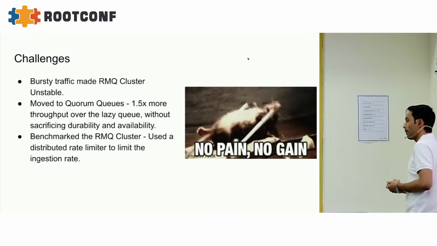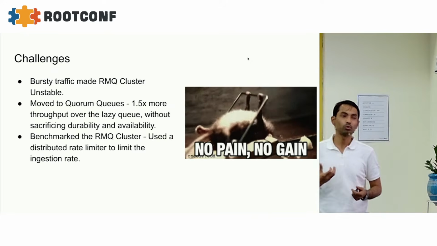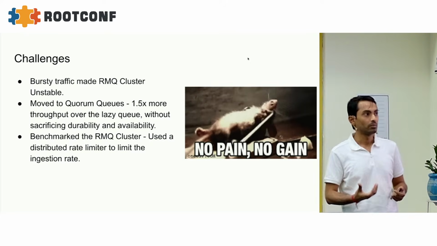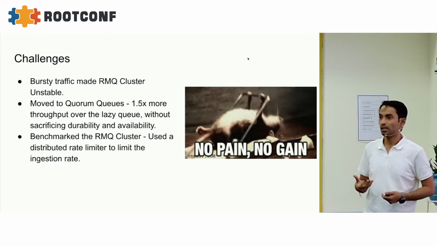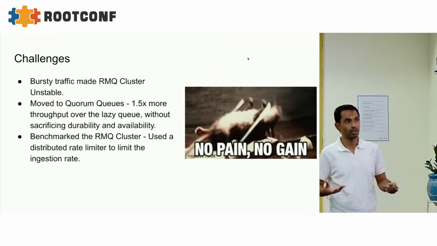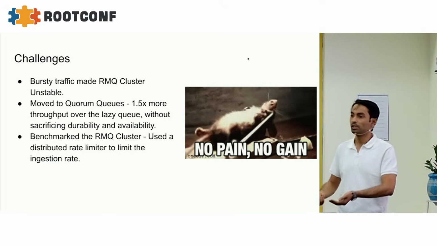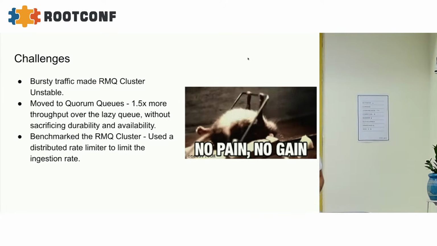But in the case of RabbitMQ, a burst of a million messages gets enqueued to the queue, which degrades the cluster. We have seen instances where our RabbitMQ cluster has gone out of memory at night because someone scheduled millions of jobs at the same time. What did we do? We moved to quorum queues.